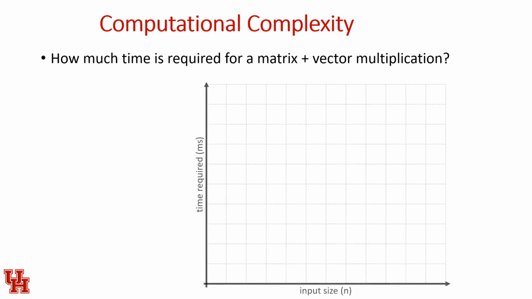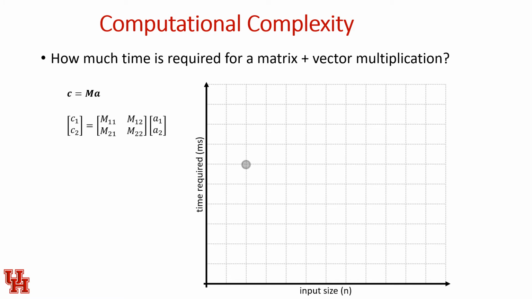Now let's take a look at an algorithm with a nonlinear runtime. In this case, a matrix vector multiplication C equals the matrix M times the vector a. If we're working with a 2-element vector and a 2x2 matrix, the system must perform 6 floating point operations. You can work this out for yourself. For the 1 millisecond per flop computer from the last example, this requires 6 milliseconds.